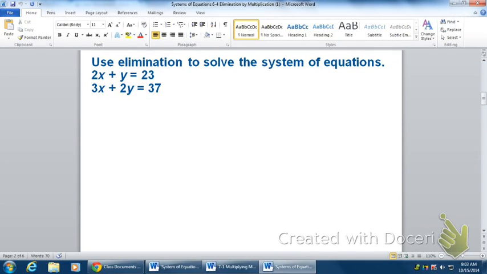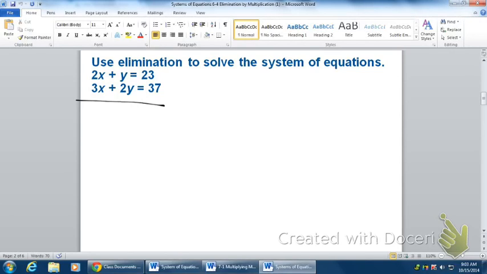This is elimination with a little twist on it. If you look at your two equations, you can see that if you stack these up and added or subtracted, either one of those variables would not cancel out. Just looking at that, you can tell. So you can use multiplication to get rid of one of those x's or y's.